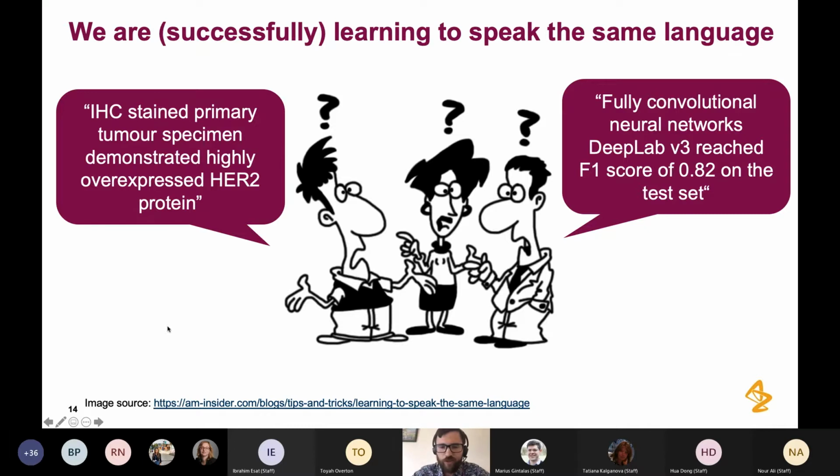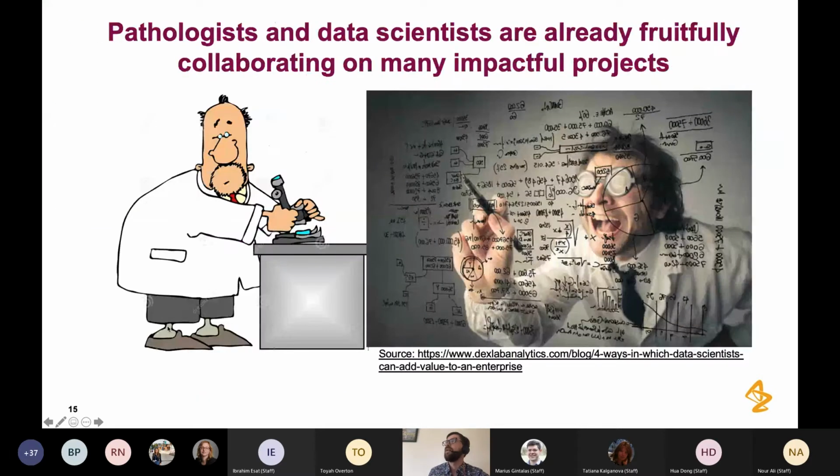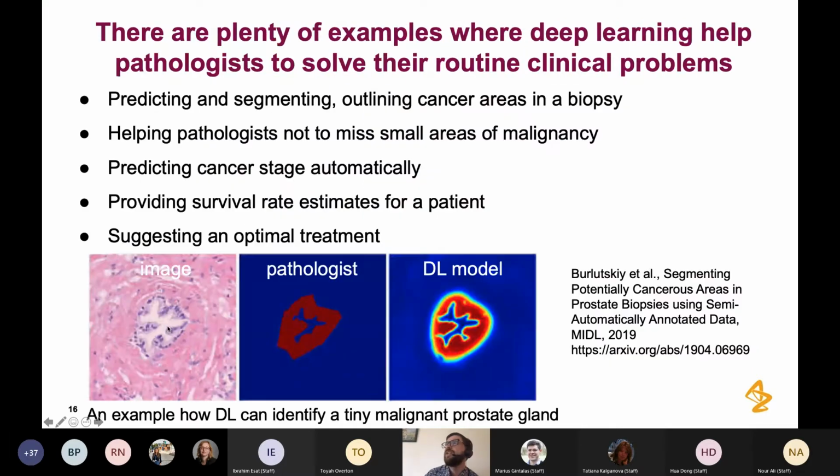So a lot of work is happening, I think, to speak the same language, and at least at AstraZeneca, I found that it's happening, and we are very interdisciplinary. I believe it's not only within industry but of course academia and so on. And there are already several examples where pathologists and data scientists are fruitfully collaborating on many impactful projects.